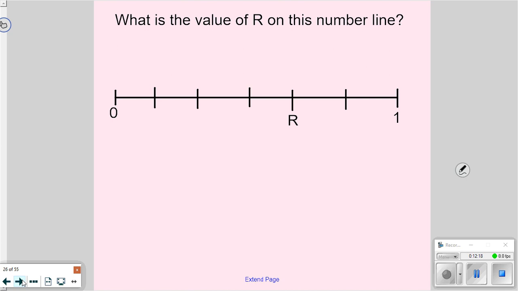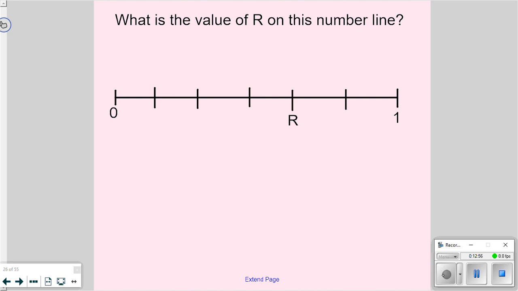What is the value of R on this number line? You don't need to write the question, but you do need to write a new number line. You do need to draw it with the correct number of tick marks. There is an R, there is a 0, there is a 1. I'm going to count all of them for you because I know it's kind of hard, especially when you're in the back. 1, 2, 3, 4, 5, 6, 7. There are 7 lines on my number line.